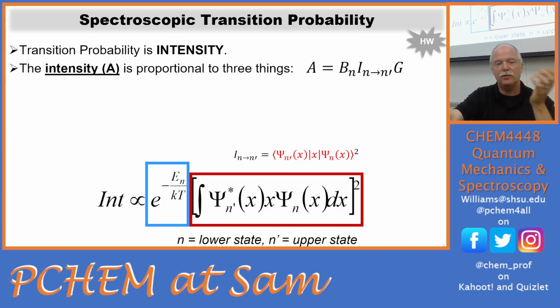This intensity, of course, we said last time is proportional to 3 things, B, I, and G. So B is the Boltzmann distribution, which is shown here in blue. So this is B.